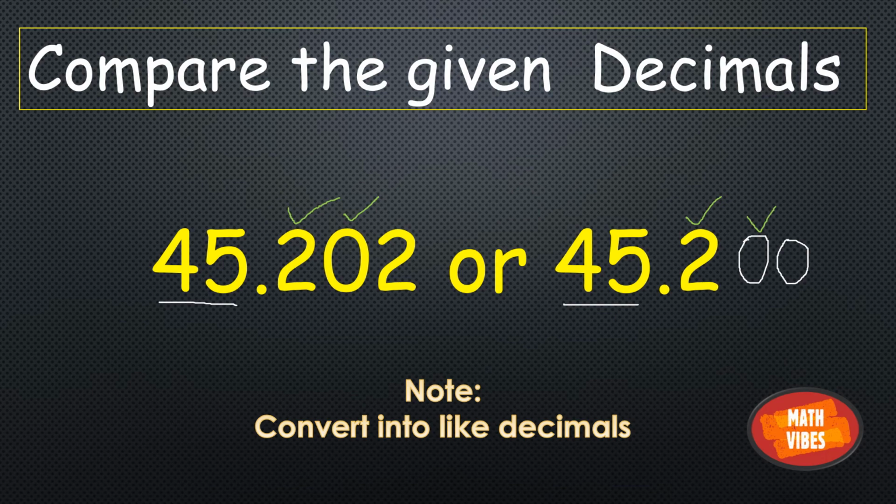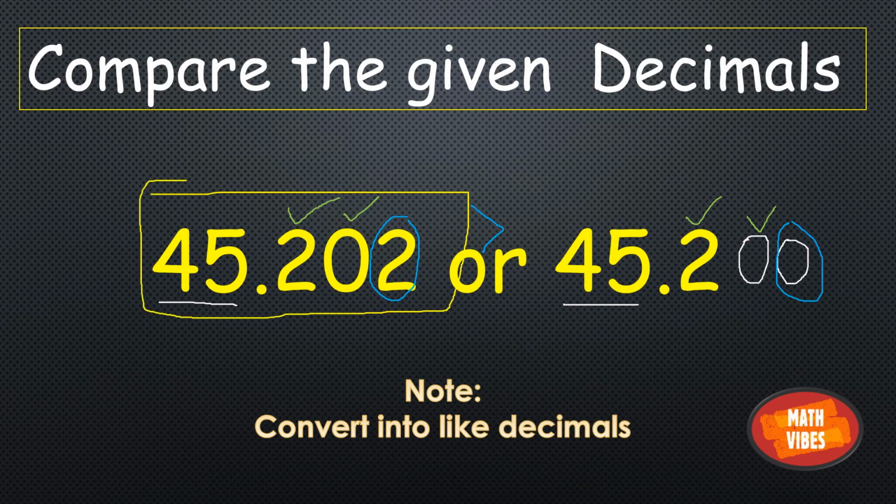So don't worry, go to the next place. Now we will go to the 1000th place, and you will see that here at the 1000th place you have 2, and here at the 1000th place you have 0, and we know that 2 is greater than 0. So that means if 2 is greater than 0, then we can say that this whole number 45.202 is greater than 45.200.